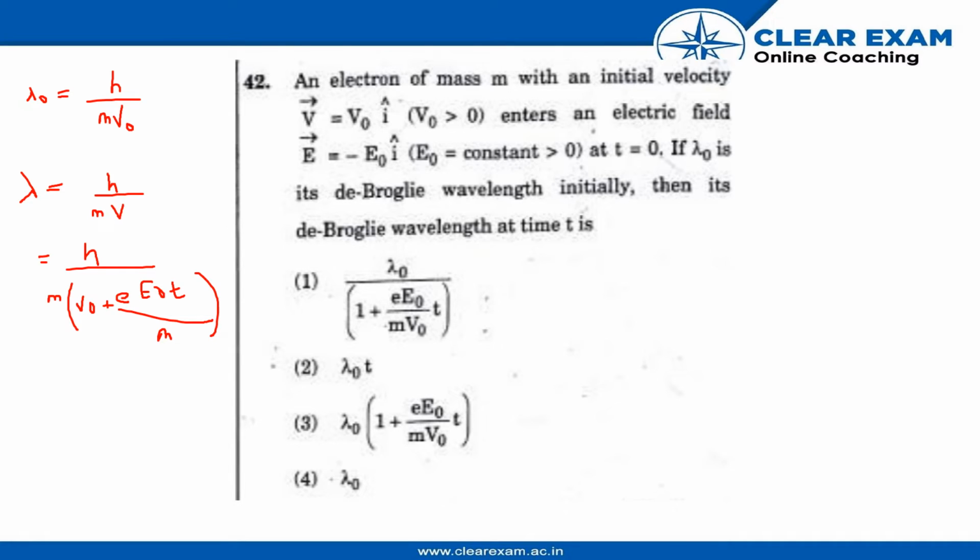Then after dividing this equation by h, we get 1/λ = mv₀/h, which would be 1/λ₀, plus eE₀t/h. It would be h.